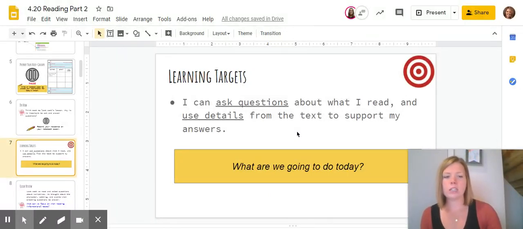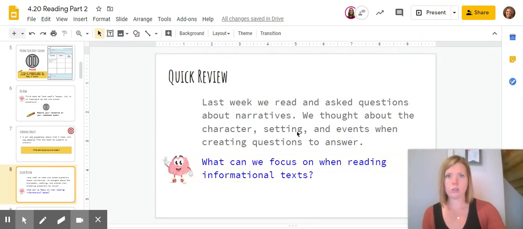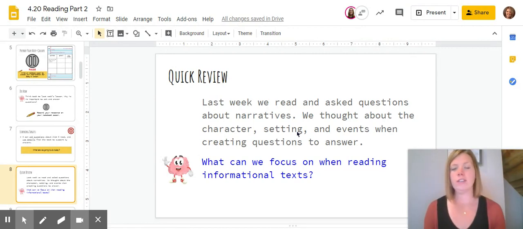So let's take a look at what an informational text is and how we're going to use it. So you'll take a look here. It says, last week we read and asked questions about narratives. We thought about the character, setting, and the events when creating questions to answer. Now today we're going to be using informational text.